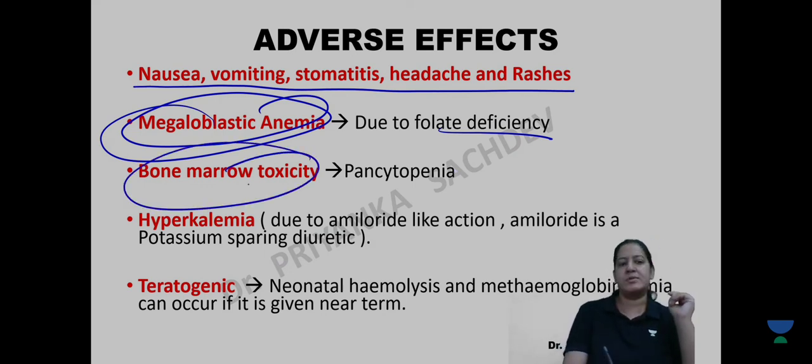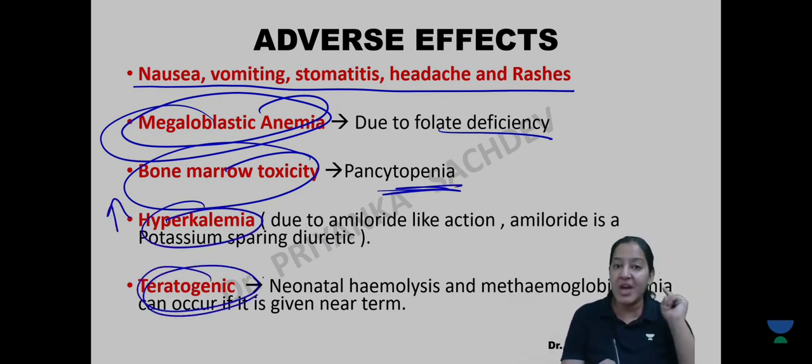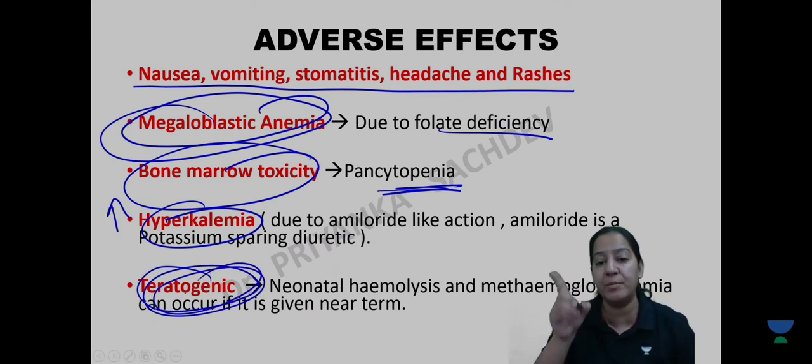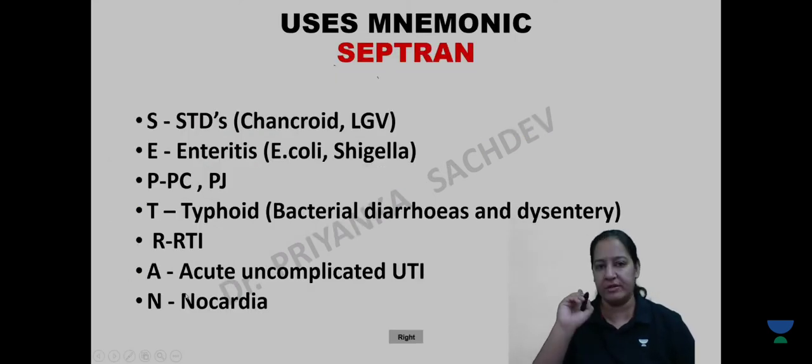It results in bone marrow toxicity also. That results in pancytopenia. It causes hyperkalemia, that is potassium increase, and it is teratogenic. Never give trimethoprim to a pregnant lady. It is teratogenic for the fetus.